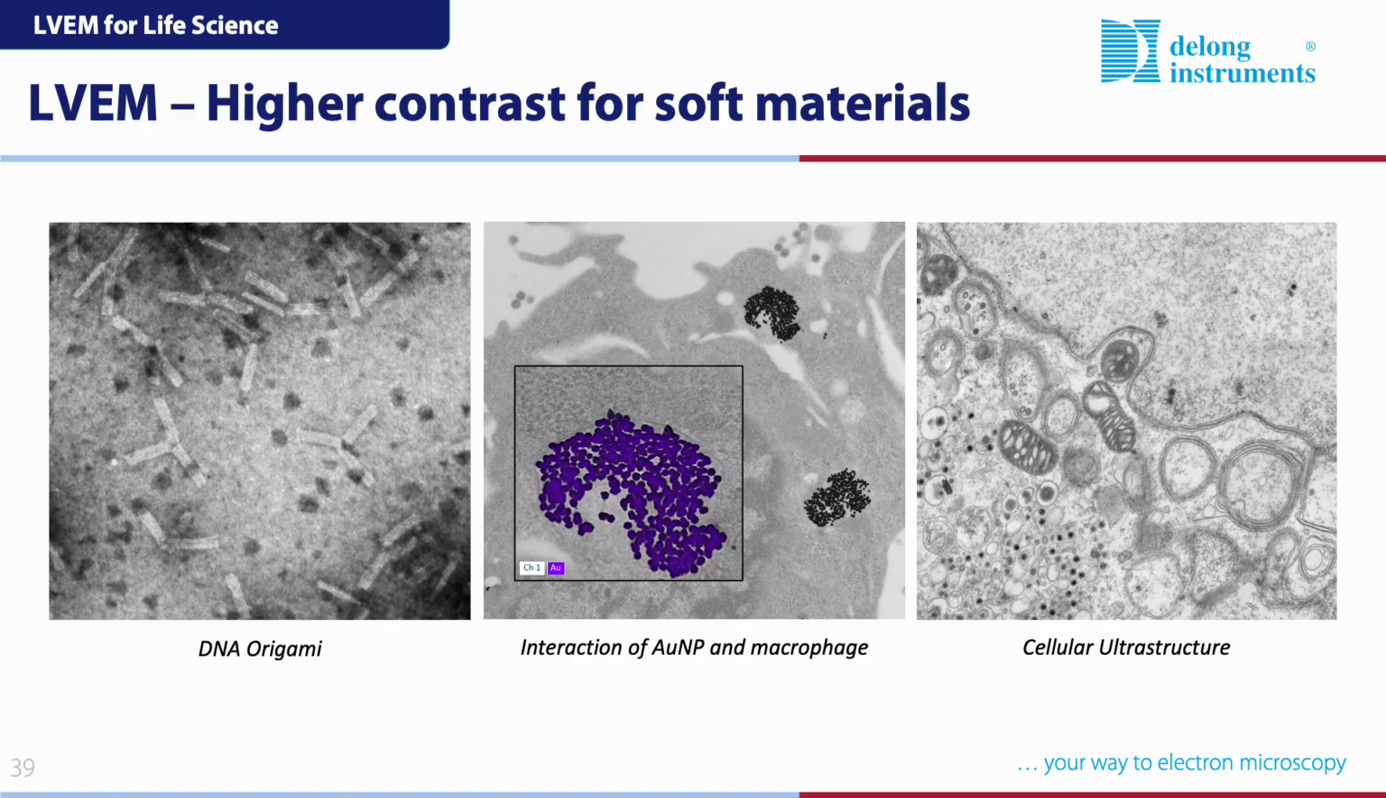LVEM provides higher contrast for soft materials, making it ideal for biological applications. Here we have examples demonstrating this capability. First, DNA origami structures, where fine nanoscale features are clearly resolved. Next, gold nanoparticles inside macrophages, showing both the particles and the surrounding cellular context. Last, detailed cellular ultrastructure, highlighting membranes, organelles, and other delicate features. These images illustrate how LVEM can reveal both the morphology and the internal organization of biological samples with exceptional clarity, often without the need for heavy metal staining.